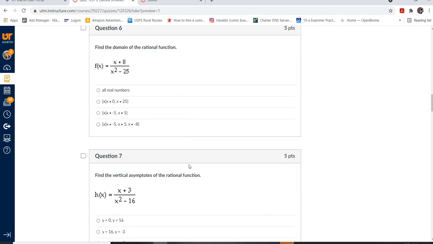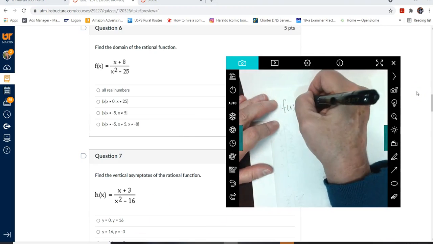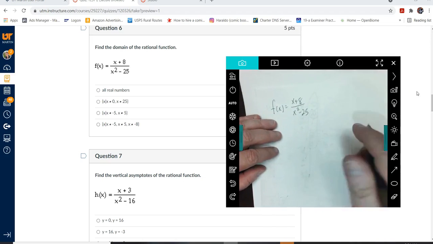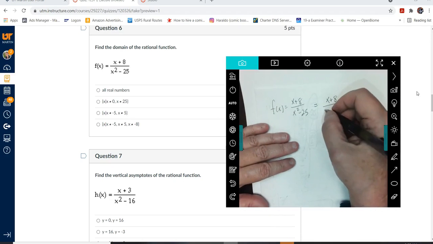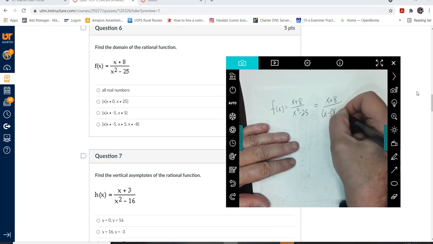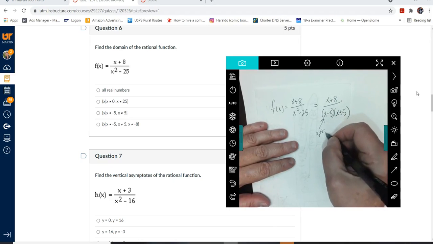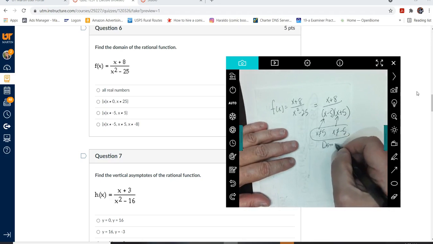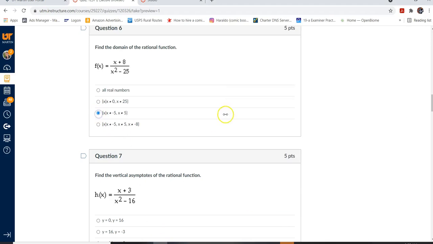Now I need to find the domain of this. In order to find the domain, you need to factor it. And x squared minus 25 is going to factor as x minus 5 times x plus 5. And I can see x is not allowed to be 5, and x is not allowed to be negative 5. So that's going to be my domain. And so that's going to match up with this one.